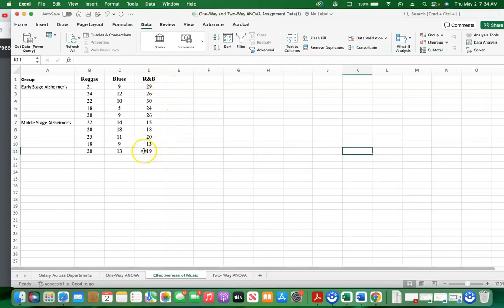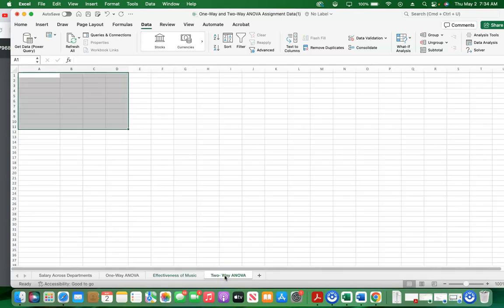And so we would like to see how each group reacts to a particular music. And when you put all of them together, how do they react to the music? Do they react differently? So in this case, we can use the two-way ANOVA.